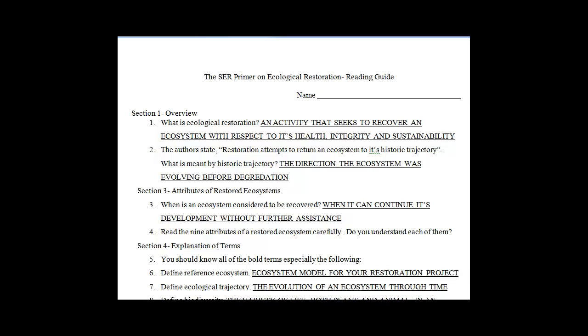Section number 3. When is an ecosystem considered to be recovered? For our purposes, we consider an ecosystem to be recovered when it can function without any further assistance. So we're going to go through some exercises in our prairie where we try to eradicate some unwanted species. We start to add new species through seeding and putting in various plants. At some point, it's assumed that we can stop all those things and that ecosystem can function without our assistance.